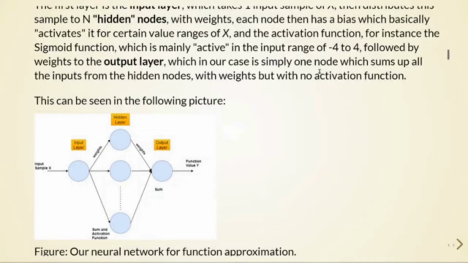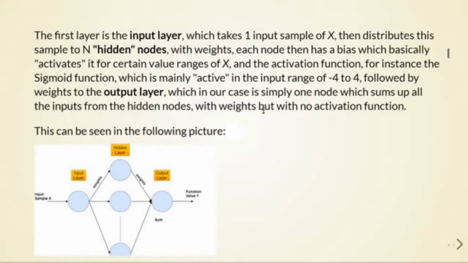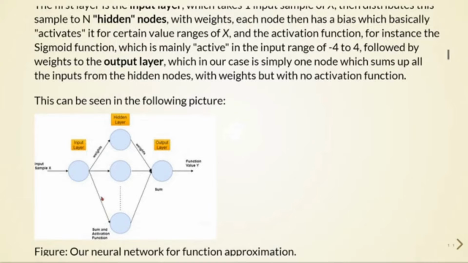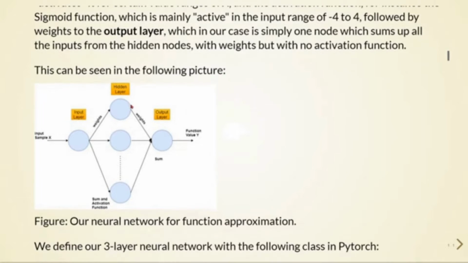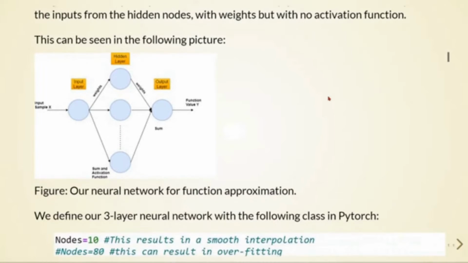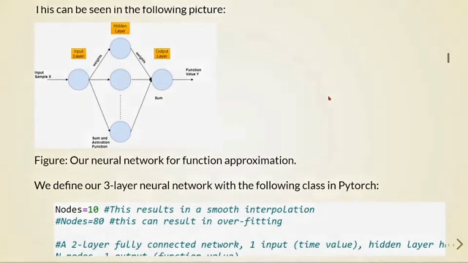We can see the structure of this network in this picture here. So we have our input sample, we'll have our input layer that will take this input sample and then distribute to N hidden nodes with weights, and each node will have a bias and activation function, and then they will be followed by the output layer that in our case just will add all the inputs from the hidden nodes with weights but without any activation function.